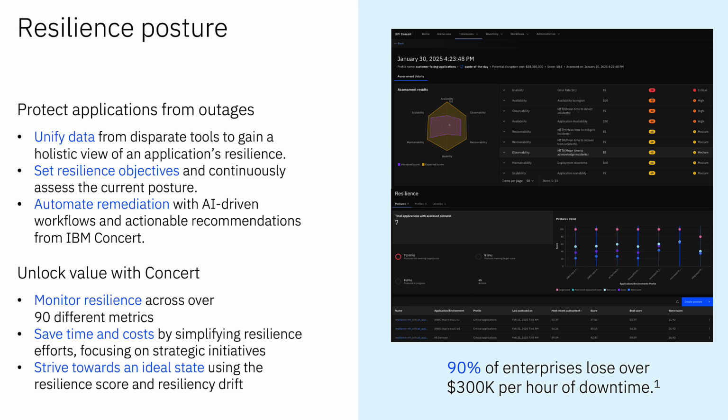It's designed to be intuitive, making it easier for teams to understand where they might be falling short. Concert uses the data already in your systems to drive these insights. With AI, it helps cut through the noise and manage the overwhelming volume of information that often comes your way. We bring together data from multiple tools to give you a holistic view of your application's resilience. You can set resilience objectives, monitor your current status, and even automate remediation using AI-driven workflows. All of this helps ensure that your applications stay reliable and available without adding extra burden to your teams.